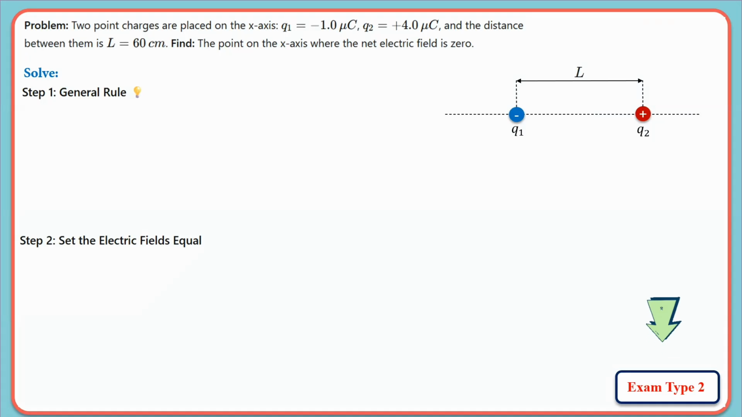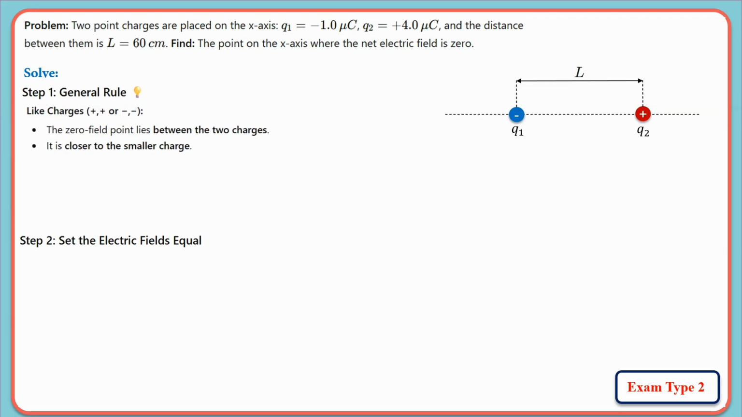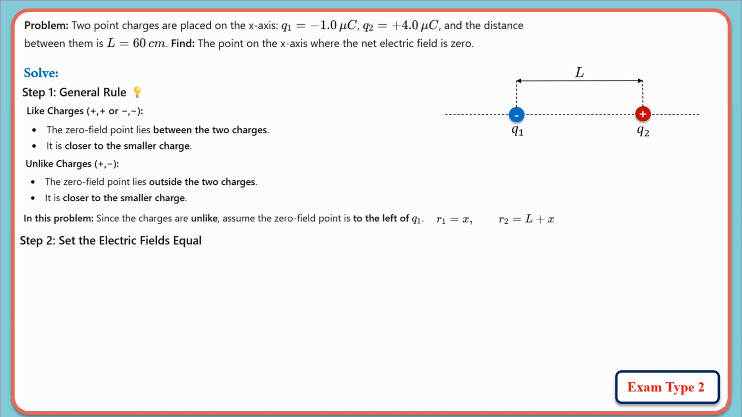Now let's solve another important exam type problem. In this example, we want to find the point on the x-axis where the net electric field is 0. Before solving, let's remember a very useful rule that applies to almost every zero electric field problem. For like charges, the zero field point is located between the two charges, and it is always closer to the smaller charge. For unlike charges, the zero field point is located outside the two charges, and again, it is closer to the smaller charge. In this problem, the charges have opposite signs, so they are unlike charges.